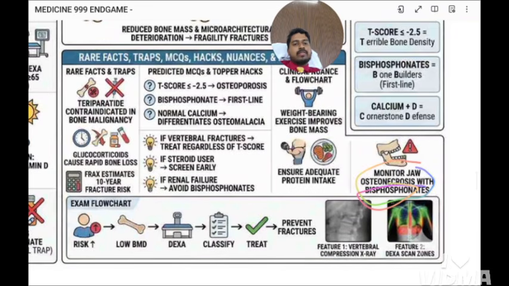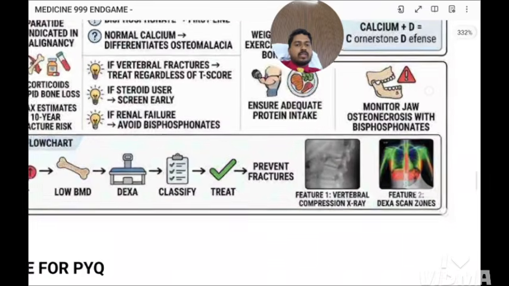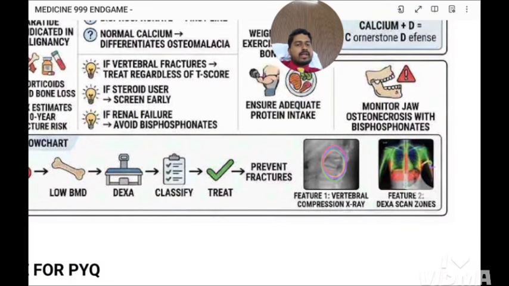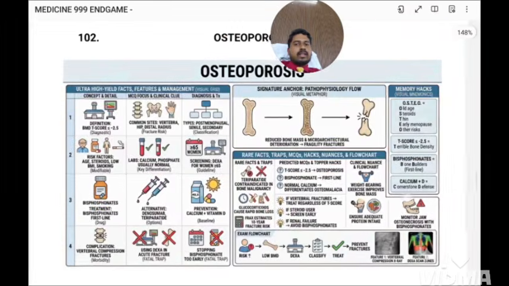And ensure adequate protein intake in the diet. One important side effect of bisphosphonates is osteonecrosis of the jaw, the mandible. So this should be very important in your questions. This is a vertebral compression fracture that you are seeing over here, and these are the DEXA scan zones that you use. Okay, that's it in osteoporosis.